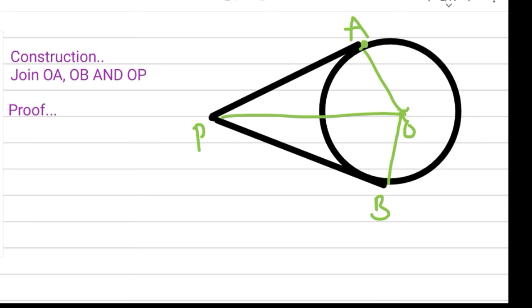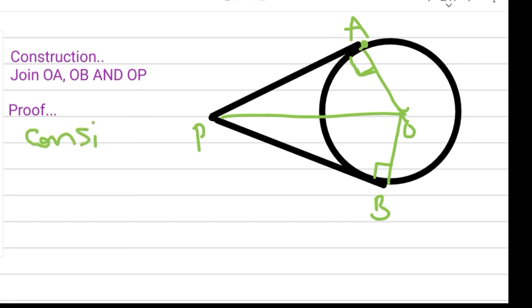So, the radius of the circle OA is perpendicular, meaning it is making an angle of 90 degrees with the tangent at the point of contact. Similarly, in the second tangent, B is the point of contact. So, the radius OB is perpendicular to the tangent PB, meaning OB is making an angle of 90 degrees with PB. Okay. Now I have joined OP. So to prove this theorem, what will I consider? I will consider the triangles.